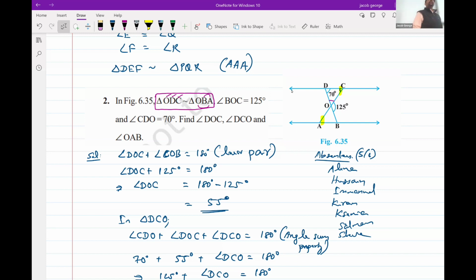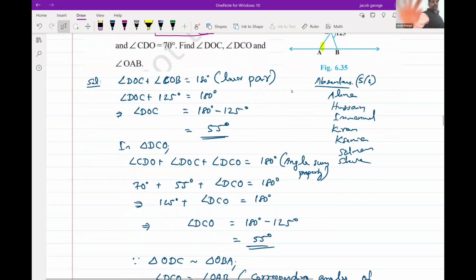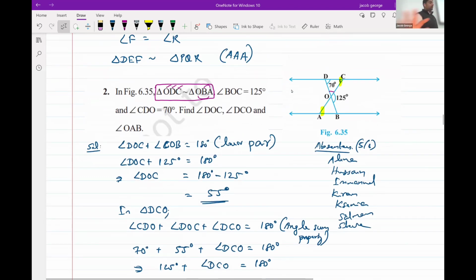Angle DOC is how much degree? 55 degree. Now, after finding this 55 degree, we can find this one by angle sum property. Angle DCO is done by angle sum property. 180 minus 125, that means how much is it? 55 degree. Next, for finding OAB, please don't take it by alternate interior angle.